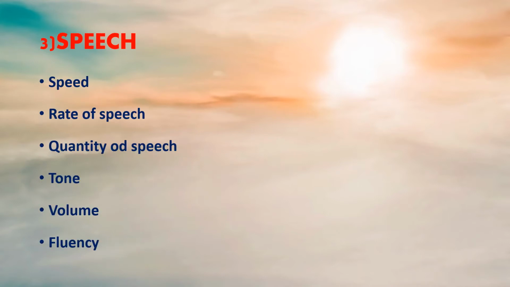Then the third heading, speech. That is the third component of mental status examination. Under speech, you have to write the speed of speech, rate of speech, quantity of speech, tone of speech, volume of speech, fluency or rhythm of speech. This many headings definitely you have to add under the heading speech. So first heading is general appearance, second heading is motor activity, third heading is speech.